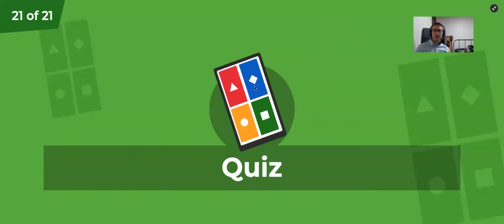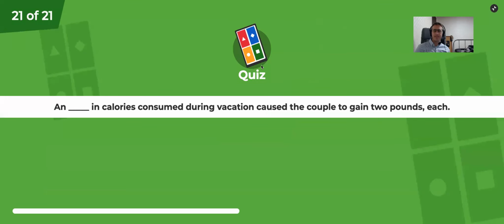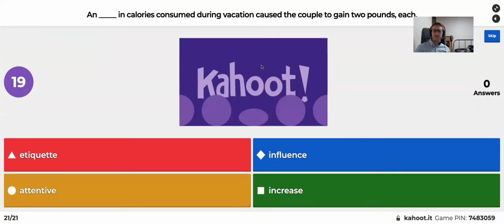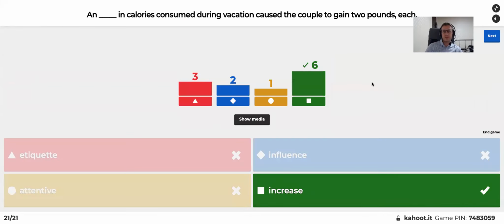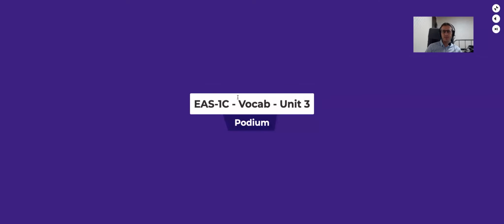Okay, and last one. Yes, so they had more calories consumed. They ate or drank more calories, and so they gained weight.